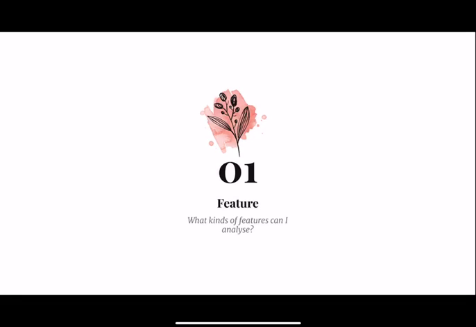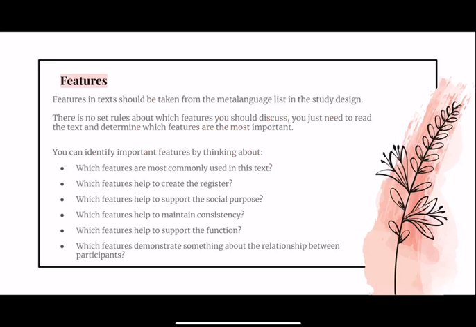Okay, so starting off with the feature, what kinds of features can I analyse? What should I be looking for in a text? As I said before, they should be taken from the meta-language list in the study design. There's no set rules about which features you should discuss. You just need to read the text and make sure that you've determined the most important features of the text.